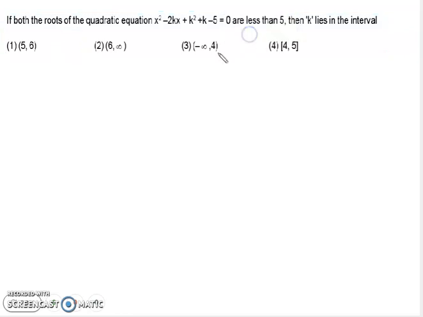So today I am going to discuss a very important question on quadratic equations. We have to find the value of k, where k is present in the quadratic equation, and both the roots of the quadratic equation are less than 5, right? First of all, by seeing the quadratic equation you can simply say that it is an upward-opening parabola, right?